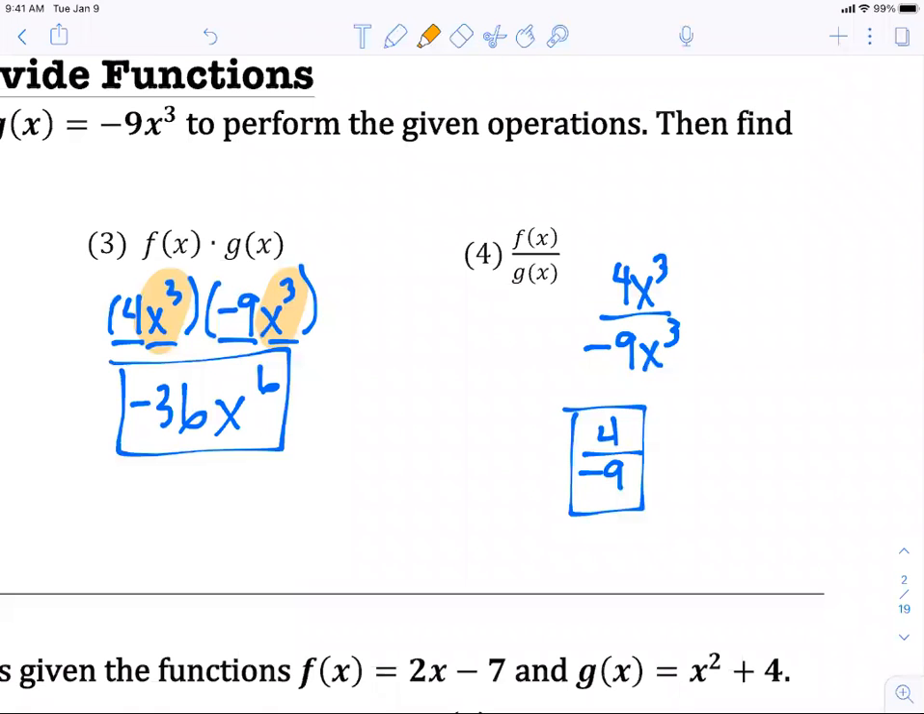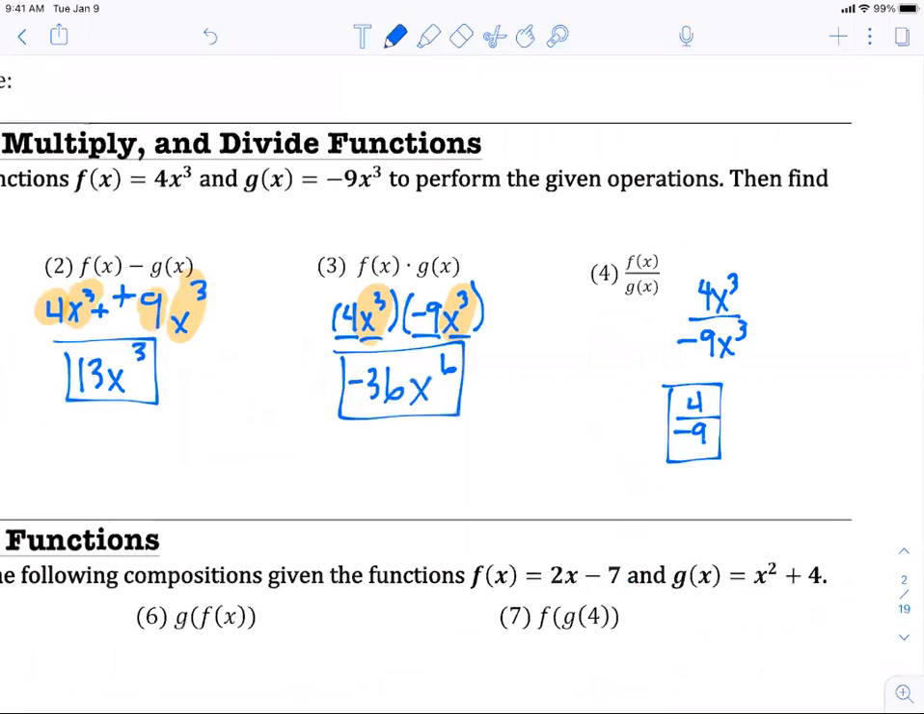All right, you should have got -4/9 as your final answer. Reason being is because when I take f of x, which is 4x cubed, and I divide it by g of x, which is -9x cubed, here my variables actually end up canceling. I have x cubed on top, I have x cubed on the bottom. So we subtract those exponents and we just have 0 of them anymore. So they cancel out. X cubed divided by x cubed cancels, and we're left with 4 over -9.